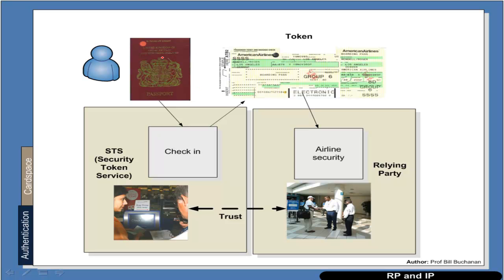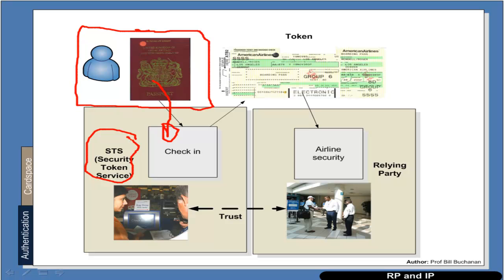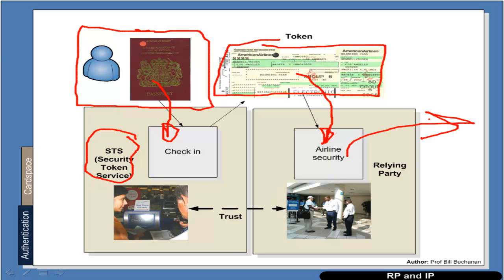So as an example, as an analogy, we see this type of authentication happening where we go to the airport, we take our passport to check in. The check-in then provides us with a token. In this case, the token is the ticket, the airline ticket. We then take that ticket to airline security. We don't have to show our original identification passport anymore, and we just have to show them the token, and we should be allowed to board the flight.